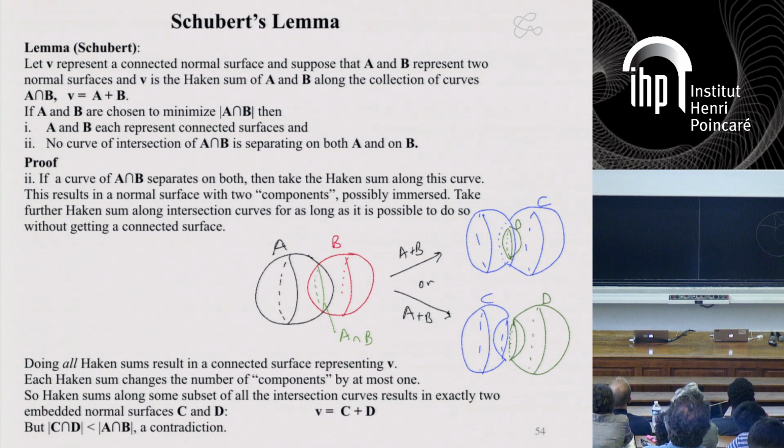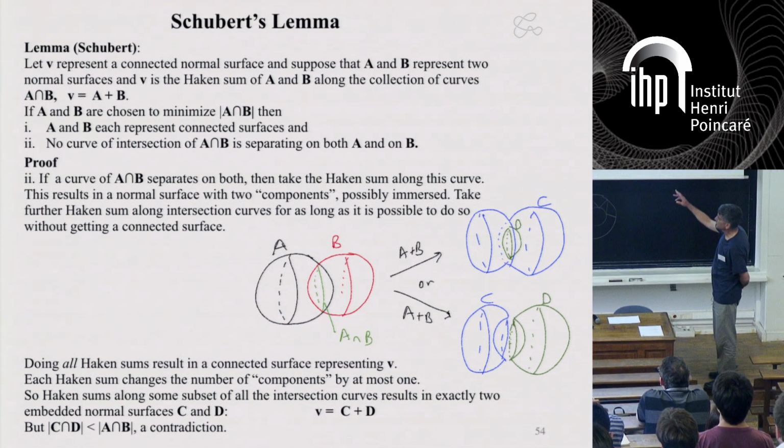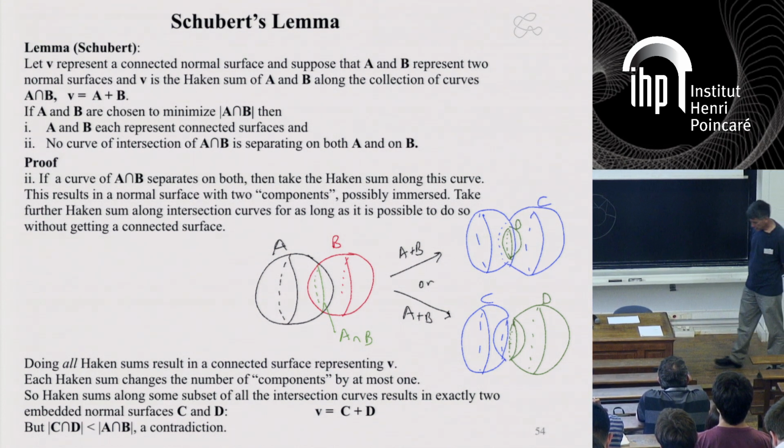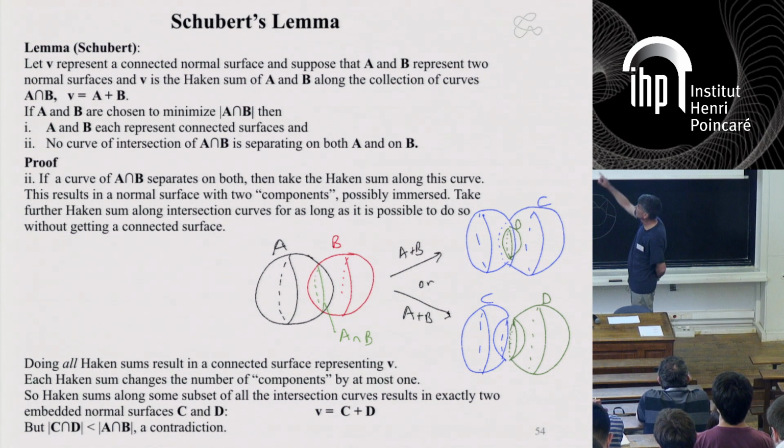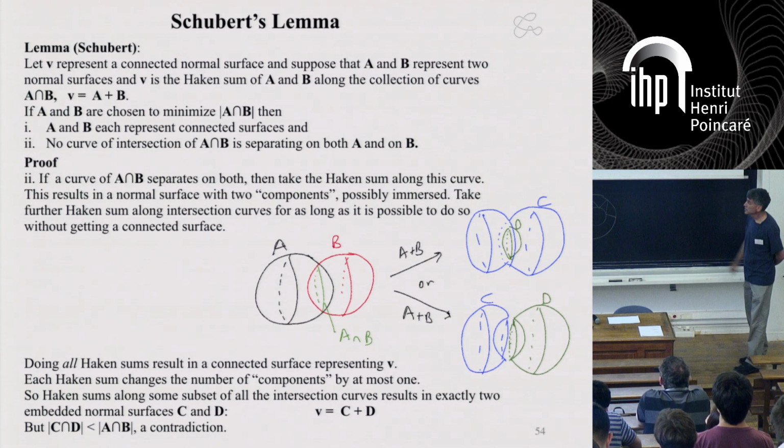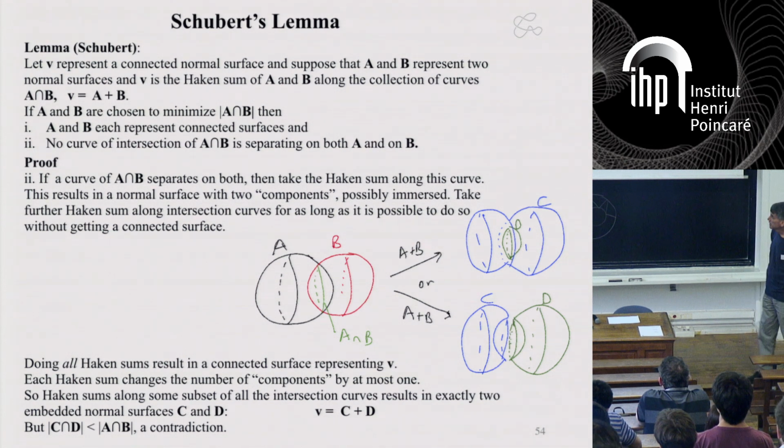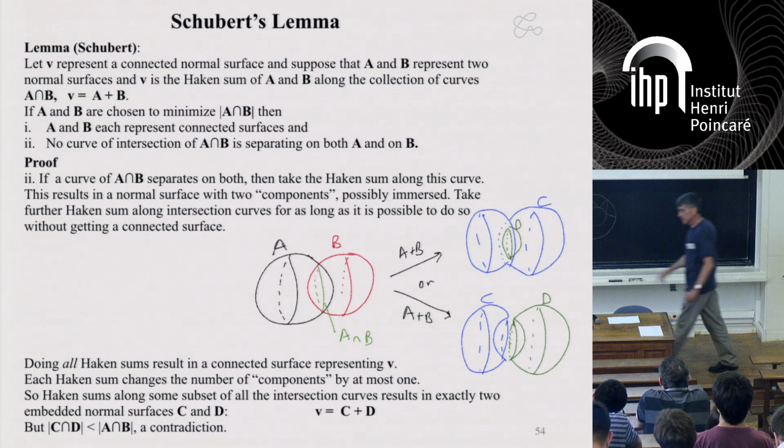that if you minimize the number of curves of intersection in A intersect B, then that curve has to be non-separating. That intersection curve, the green one there, has to be non-separating on one of A and B. So in the example I've shown here, it's separating on both. The curve on a two-sphere is separating. And that says that that couldn't be the most efficient way of writing V as a sum. And it's a simple argument, but let me skip it.